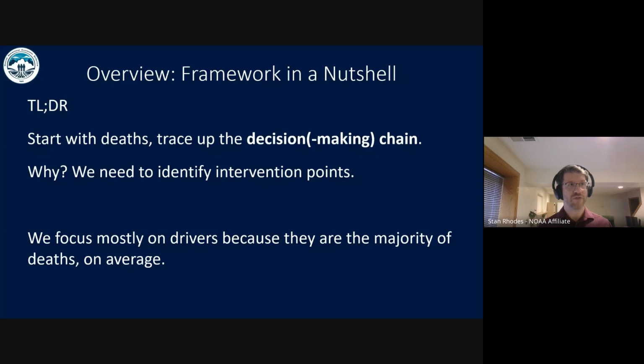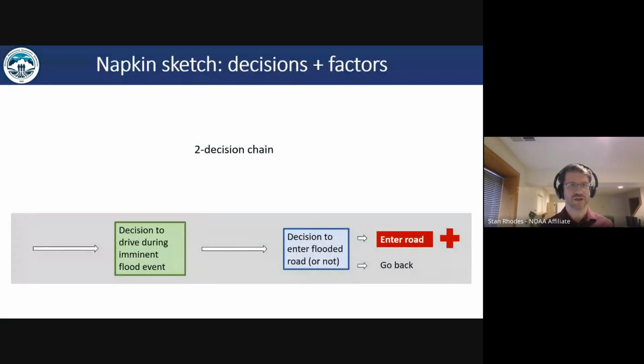And it's not just about the Weather Service in this case. We want to identify whether or not the Weather Service can make a difference or not. And we want to identify possibly where other people can make a difference or not. And that gets back to that actionable intelligence that I mentioned earlier. And again, given our analysis of fatality records, we focus mostly on drivers because they're the majority of deaths on average year over year. So here's our napkin sketch of our framework.